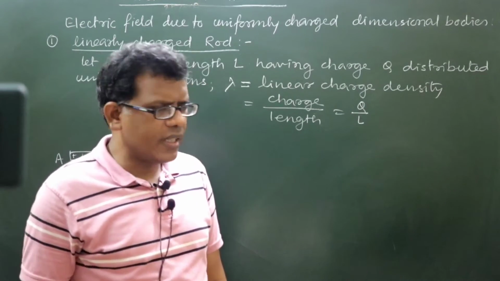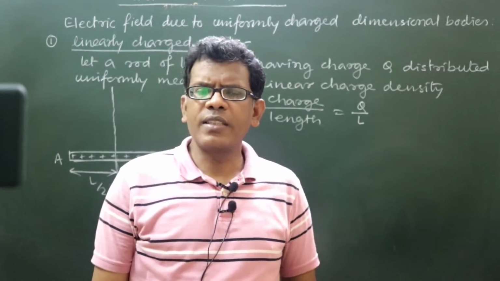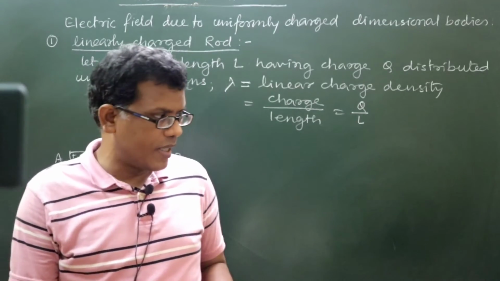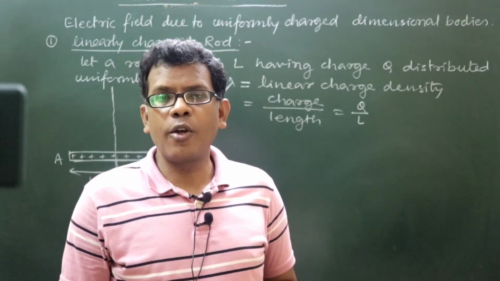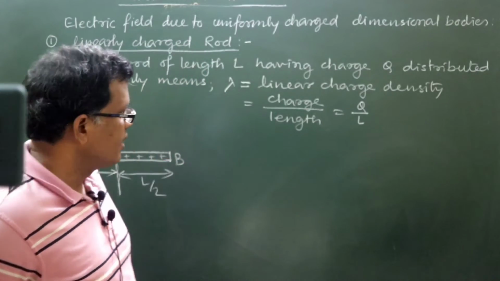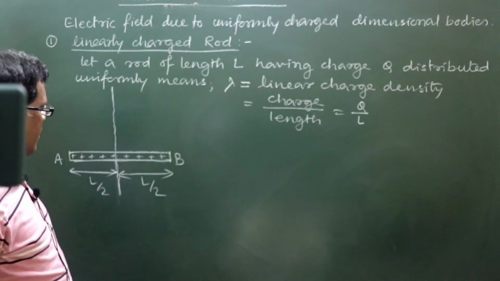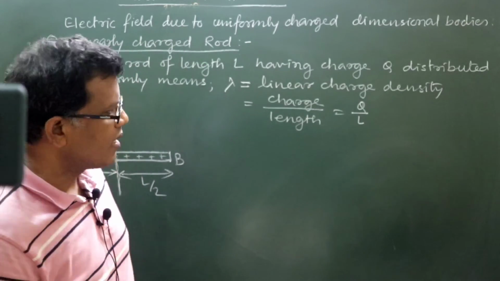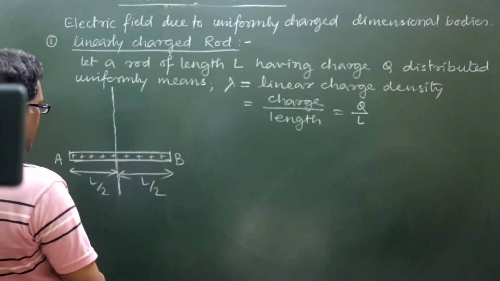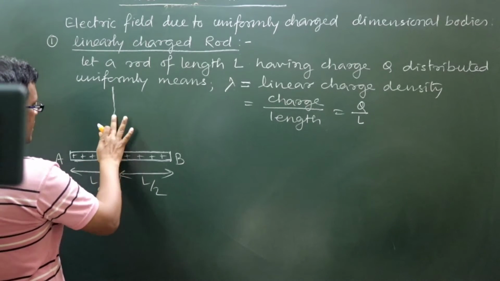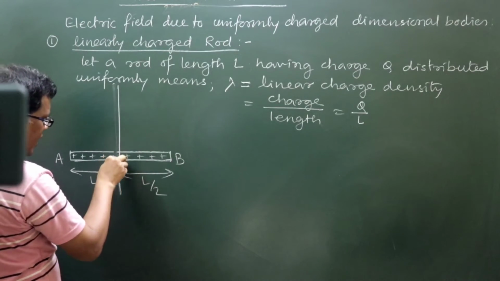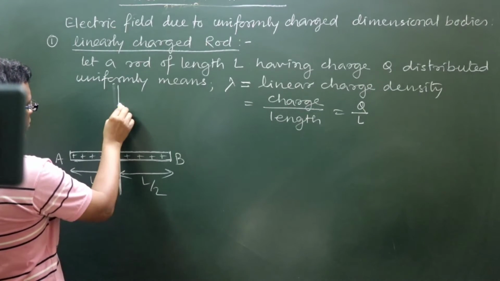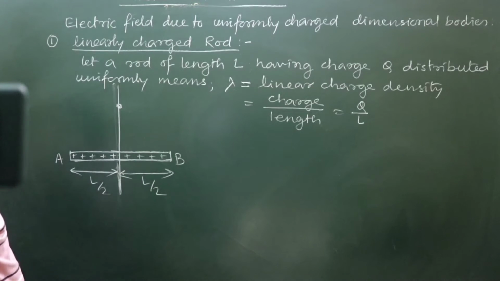Again a similar concept. In the previous case we discussed the electric field at a point on the perpendicular bisector for one pair of identical point charges. Here also we will discuss the electric field at a point on the perpendicular bisector, but this time the charge is not located at the end points A and B. Rather, charge is available everywhere throughout the length of the rod, right?